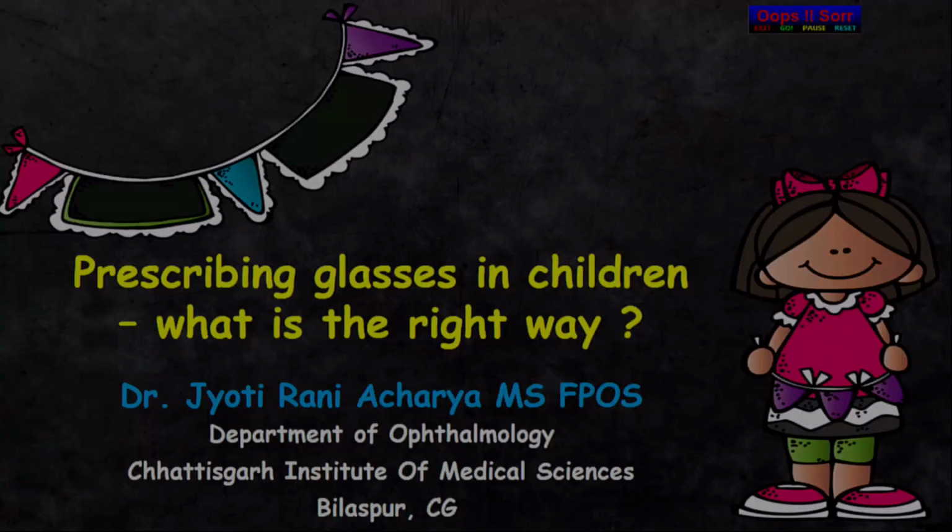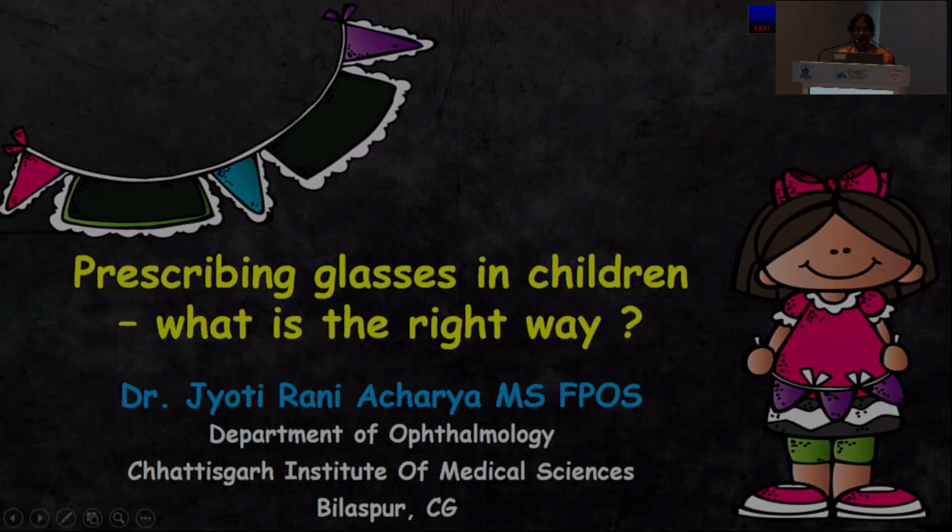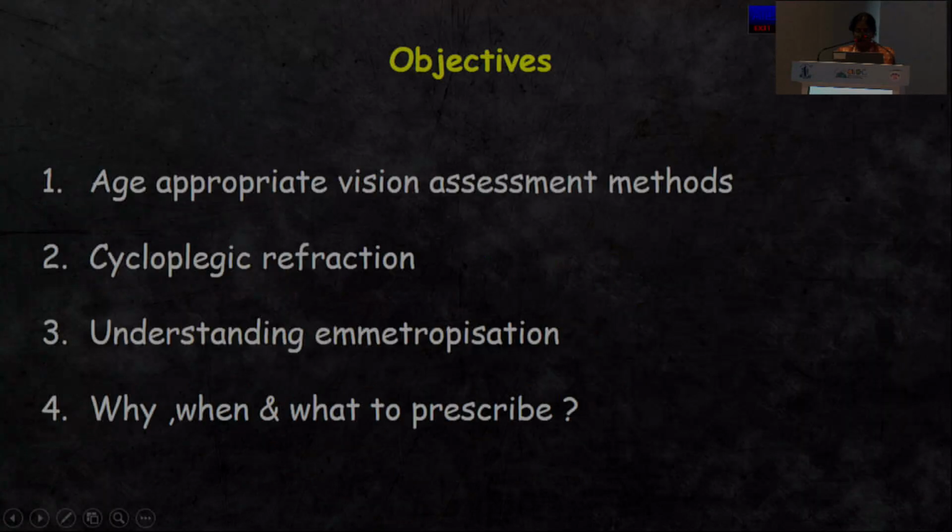Hello everyone, I will be presenting on prescribing glasses in children, the right way. I think most of the golden points have already been told. The objectives of my talk are: what are the age-appropriate vision assessment methods, how we go for cycloplegic refraction, a little understanding about emmetropization, and what are the different guidelines for prescribing in myopia, hyperopia, astigmatism, anisometropia, and other special situations if time permits.